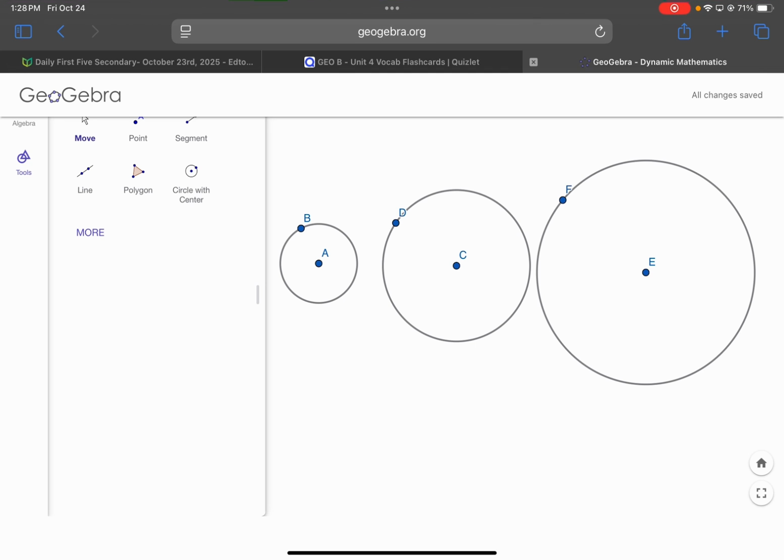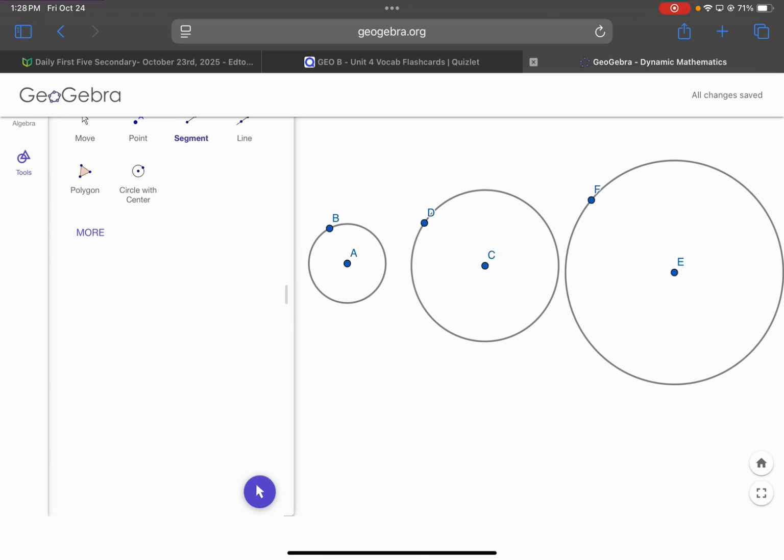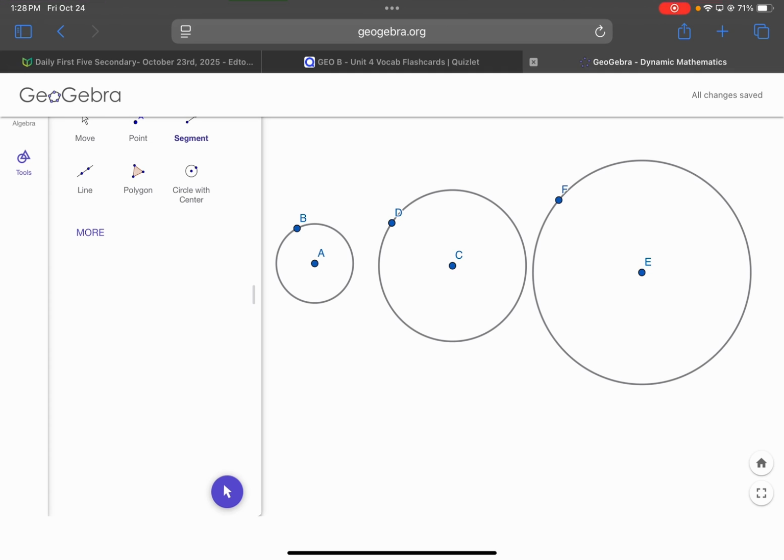So step 1, here's what I want you to do. I want you to click the segment button right up here. Click it. Now on each of these points, I want you to connect them. Once you have your segment button clicked, click point A and point B, and it should draw a segment. And then click point C and D, and it should draw a segment. And E and F. So we're drawing 3 segments, 3 radii.